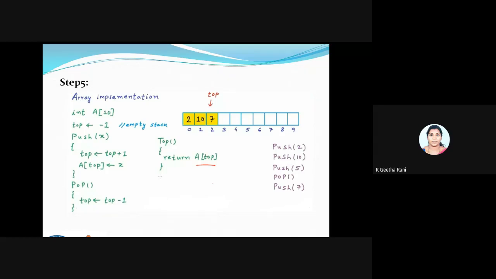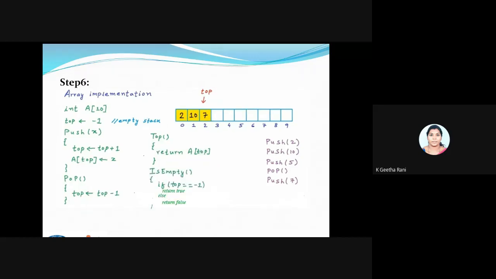Next, another operation is to check whether the stack is empty or not, called is empty. We have a code for this. If my top value is -1, I will say my stack is empty. That is the if condition I have given: if my top is equal to -1, then return true, or else return false. So I have taken 4 operations here.